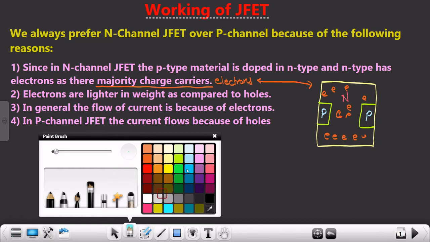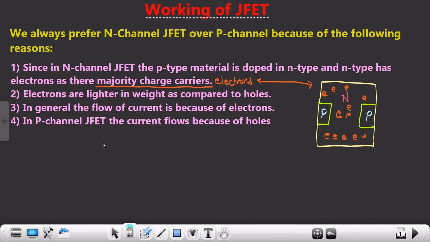So let me explain this to you. Holes are like a hypothetical concept. A hole is like a hypothetical concept.